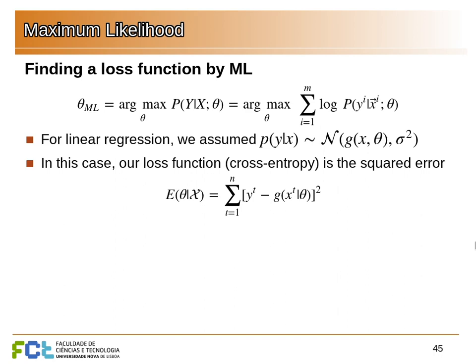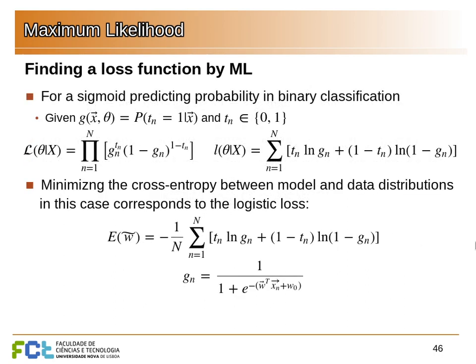If you're using a sigmoid output to predict the probability of belonging to a class, I'm not going to do the derivation here, but then minimizing the cross entropy corresponds to the logistic loss. This is the maximum likelihood solution, the same as we use in logistic regression, when you are interpreting the output of your network as the probability of the point belonging to class 1.